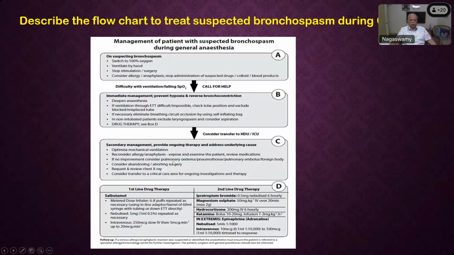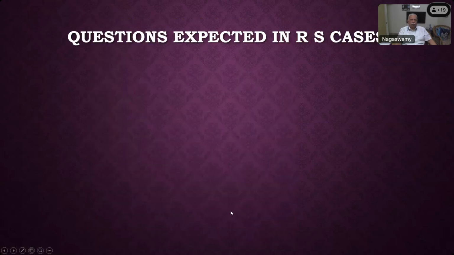Drug therapy, you have to go lower down, and secondary management comes later on. But for drug therapy, you can give metered doses of bronchodilator, nebulized 5 mg, or intravenous drug can also be given. Second line drugs are ipratropium, magnesium sulfate, hydrocortisone, ketamine, and in extreme patients, epinephrine, nebulized or intravenous. All these are the drug treatments that you have to follow.